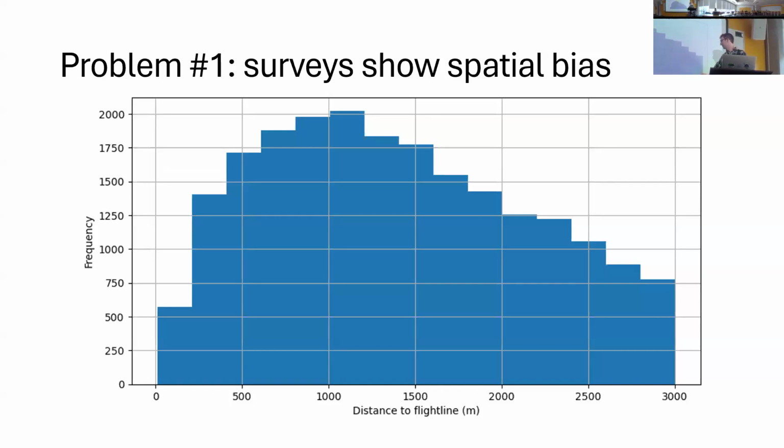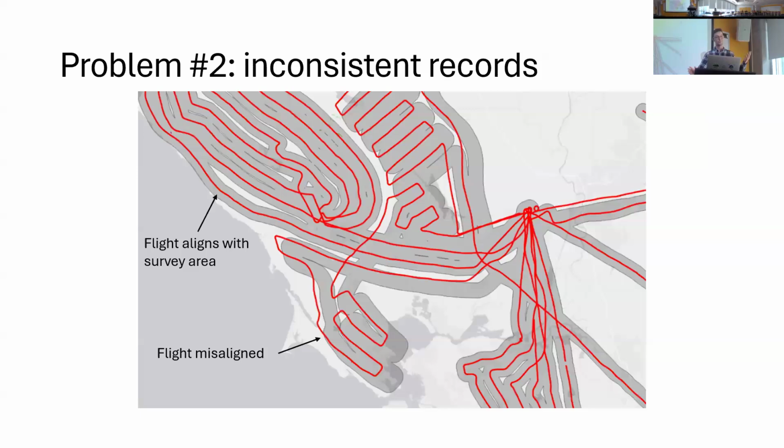This 3,000 kilometer, I'm kind of doing a hard cutoff here because that's the approximate buffer zone they use to define the survey area. So we're aware of this severity, or we're aware of this bias. Can we do anything about it? Unfortunately, no, because the ADS program is not exactly consistent in their record keeping.